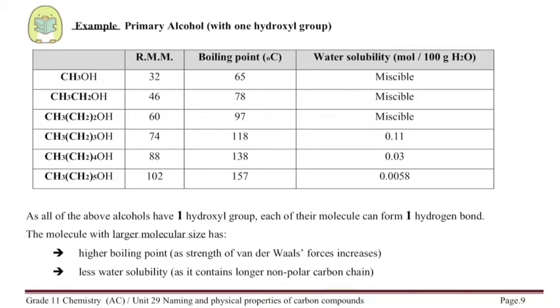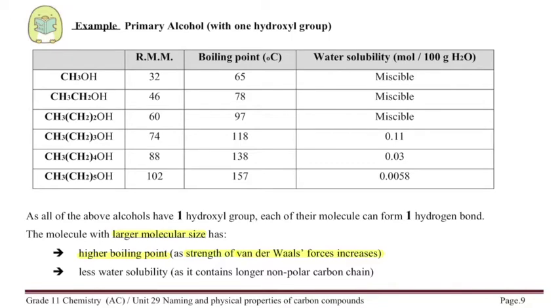So we skip the first factor, and then the second one, whether they are polar or non-polar. For alcohol, they are all polar, so the second factor won't contribute a lot here. And then we move on to the next one. We need to compare the size. As we go down the table, the carbon chain gets longer, so the size increases. With larger molecular size, that will result in stronger van der Waals forces, and stronger van der Waals forces means a higher boiling point.